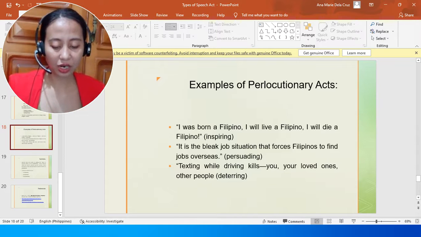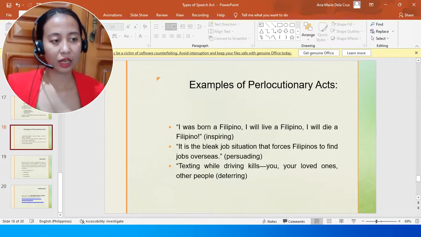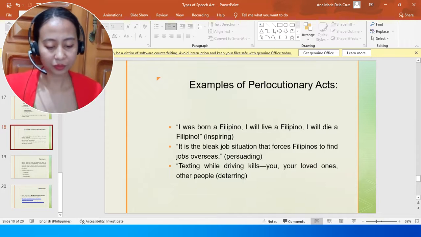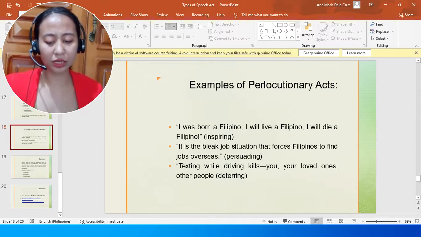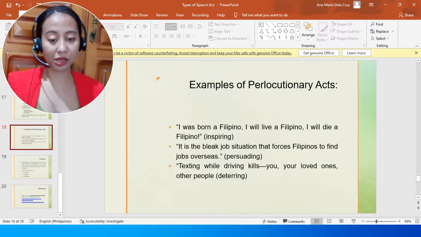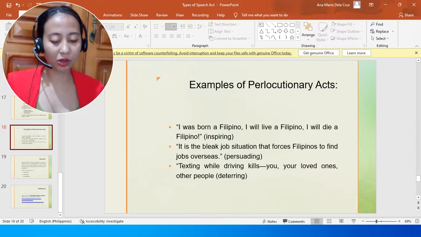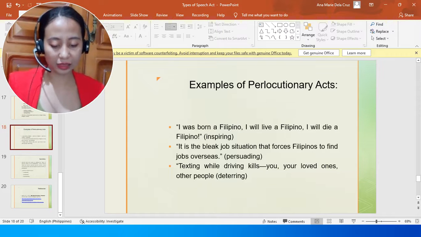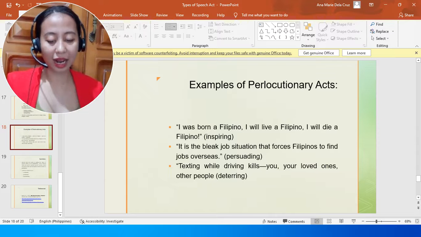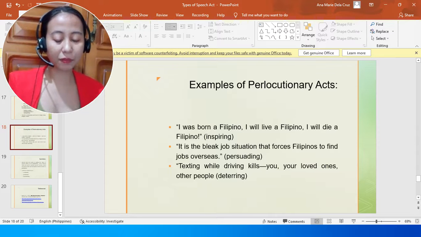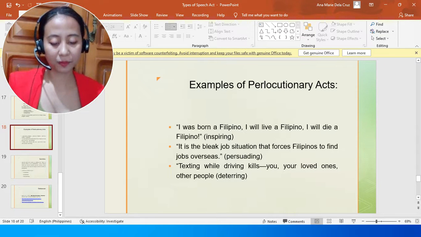Okay, another example is if somebody shouts "fire." The effect of that is it causes people to exit the building, which they believe to be on fire because they hear the word fire. There is already a performance, okay? There is already an effect to the listener. That is perlocutionary act, okay, of convincing other people to exit the building when you shout the word fire.